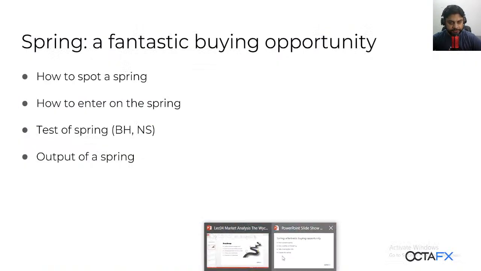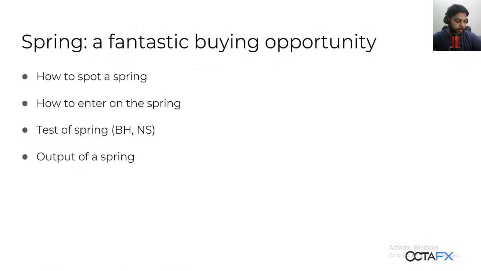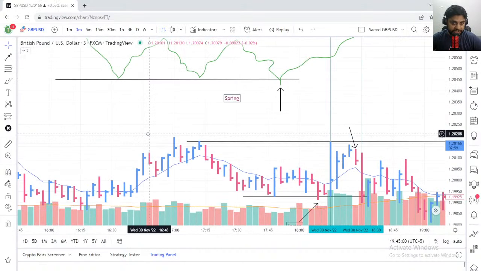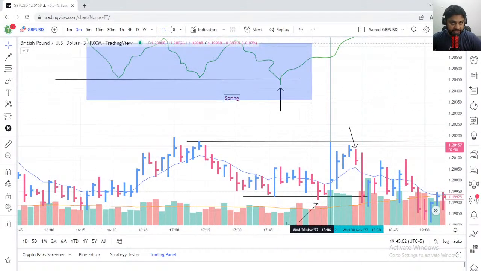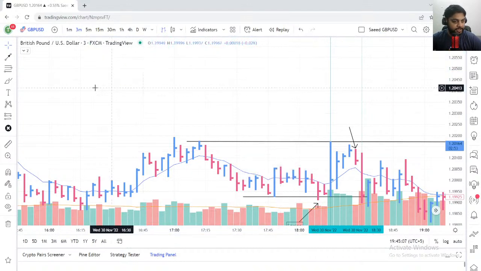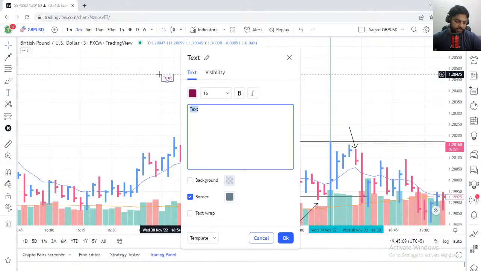And sometimes you also have a test of spring in the form of no supply and bag holding bars. Now, in the previous session, we already discussed these bars, but let me give you a quick recap of these bars because now they are going to be useful. So first of all, NS bar. NS stands for no supply bar.